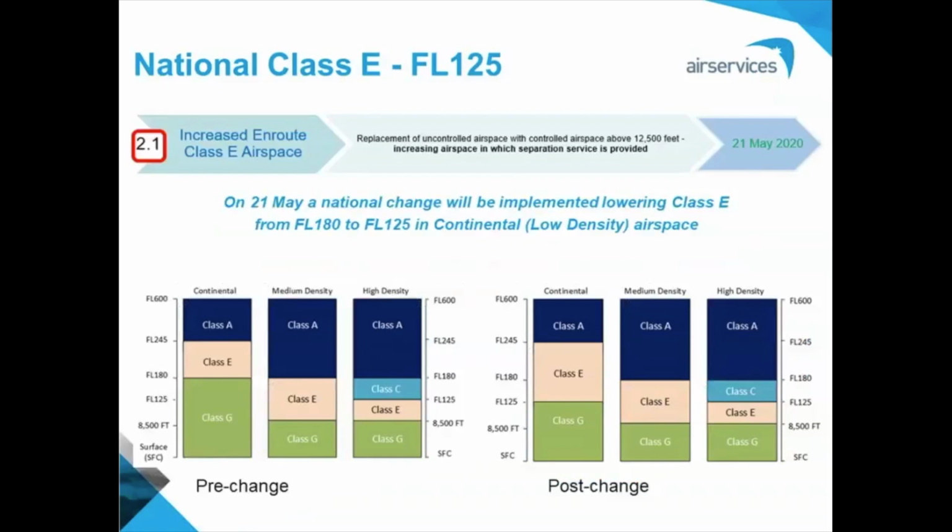On the 21st of May, Class E nationally will be lowered to flight level 125 from the previous level of flight level 180. This change has little impact on the J curve, that is the areas of the East Coast surveillance coverage, starting from Cairns all the way down to the coast, around to Adelaide, and then Perth and Darwin.